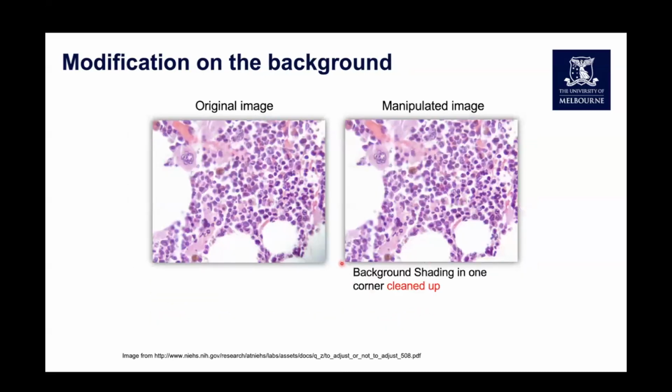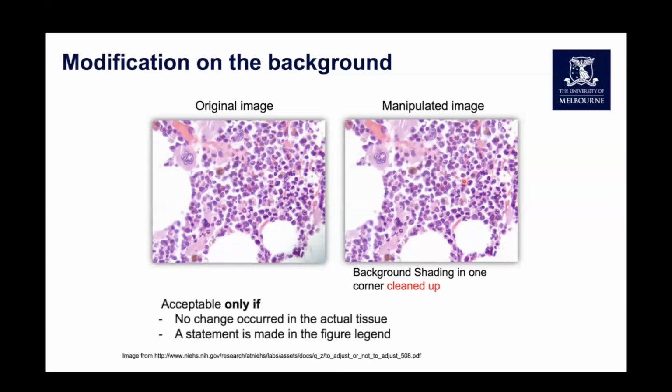In this example, we've got a shading problem. This microscope hasn't been set up properly, and there's a bit of uneven illumination in this bottom right-hand corner, which has been corrected post-acquisition. My argument here would be that if you can see that at the time of acquisition, you should realign the microscope, make sure your illumination is even, and then you don't need to make the modification post-acquisition.